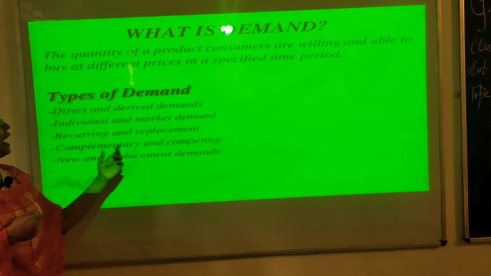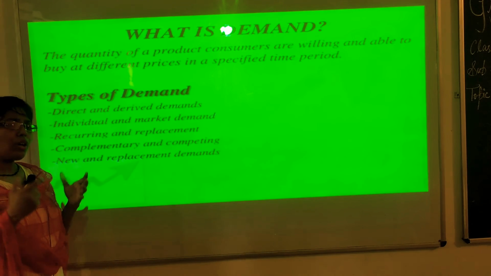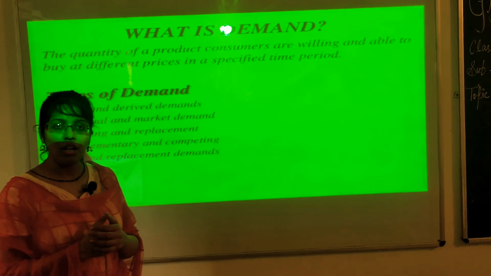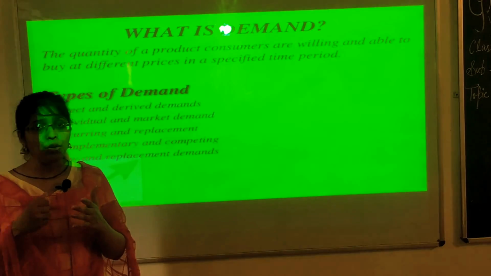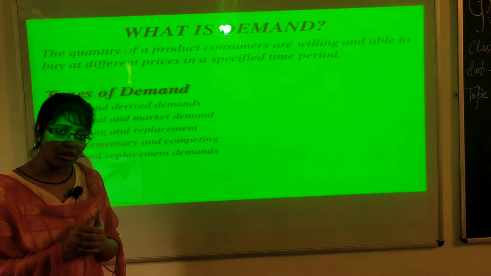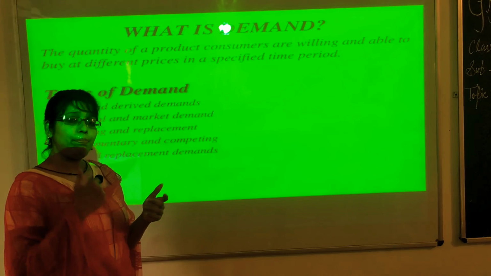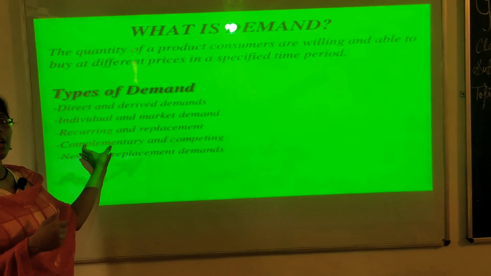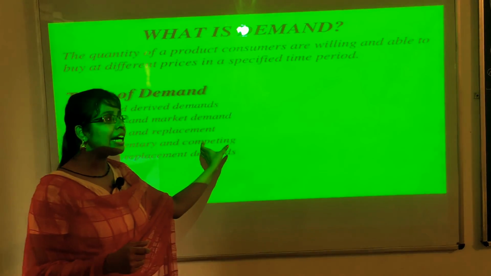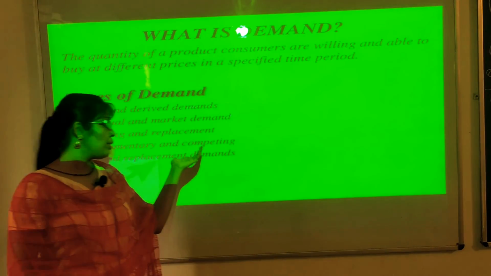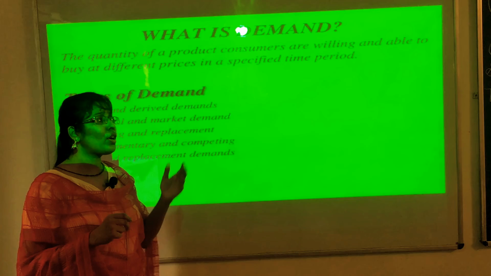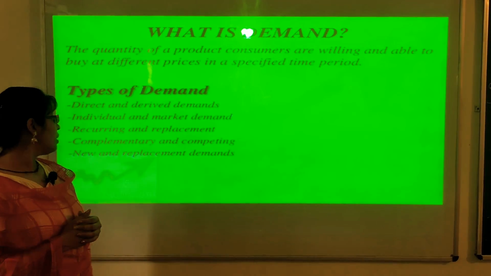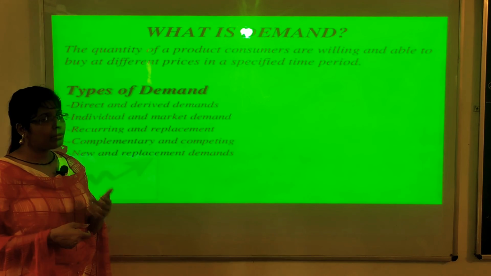Now complementary and competing. Complementary, you have heard this word many times. That means goods which go together. For example, pen and ink. If you want a pen, you will demand ink also. If you want a car, you will demand petrol also. So that is complementary demand, which goes together. Competing means substitute goods. When you have two goods that are competing, for example, Coke and Pepsi, there is a competition between these two goods. So you can demand either Coke or Pepsi.